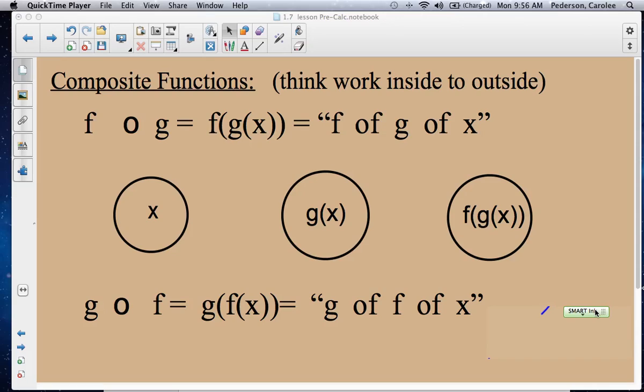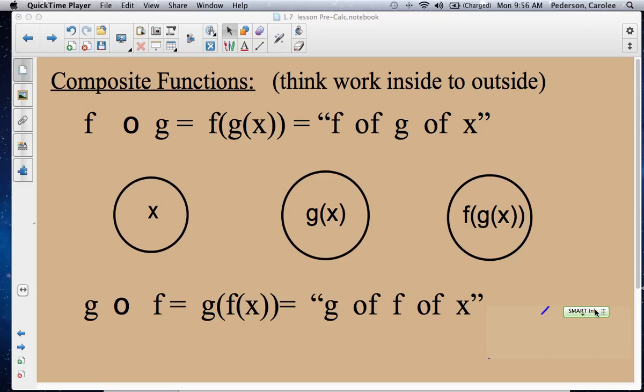Composite functions. What I think of is work the inside, innermost parenthesis first, and then go backwards to the outside. So we have f of g and g of f is what we call them. Notice there's a circle between the f and the g. I like to rewrite f circle g as double parentheses. F of g of x is how you say it.